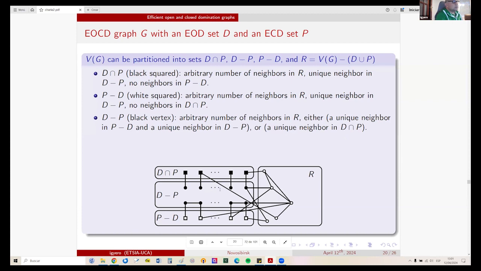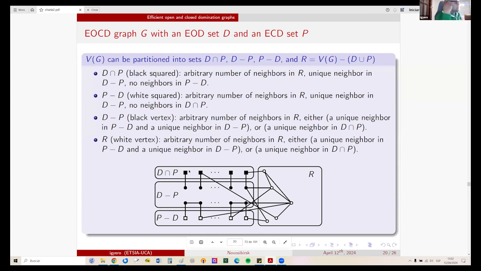I mean, something like this here. They can have either this one or the other one, or a unique neighbor in both of them. And the vertices in the set R, the white vertices on the right, have an arbitrary number of neighbors in set R. Of course, they can have any neighbors here. And they have either a unique neighbor in P minus D and a unique neighbor in D minus P, or a unique neighbor in the intersection. So this structure was helpful afterwards. These are properties that were helpful to construct some sets and to study these graphs.